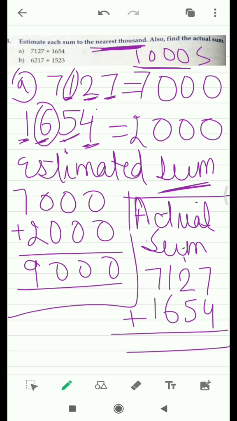7 plus 4 comes out to be 11. 5 plus 2, 7 plus 1 is 8. 6 plus 1 is 7. 7 plus 1 is 8. So you can see your estimated sum is more than your actual sum. Okay, let's move to part B now.